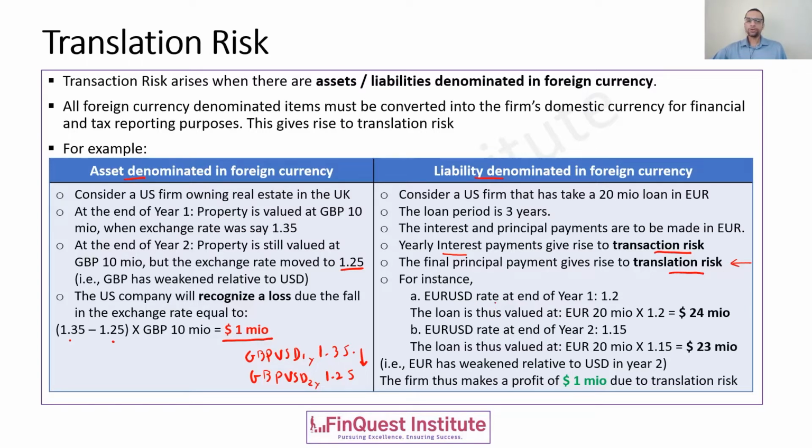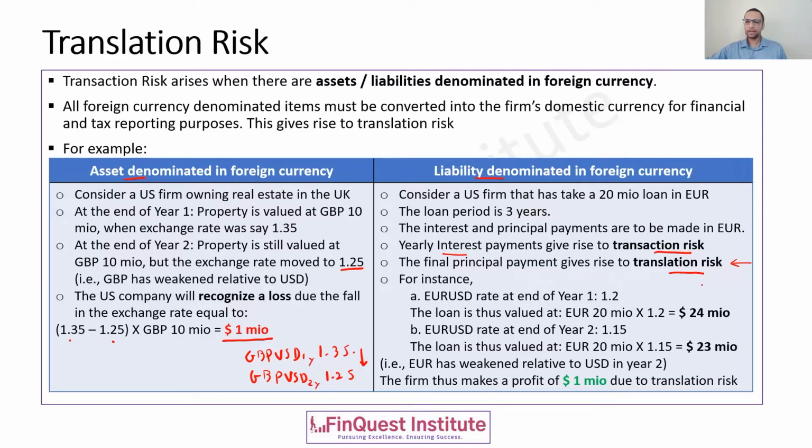Let's say the Euro USD rate at the end of year one was 1.2. That is, 1 euro is equivalent to 1.2 US dollars. If we value the loan using this, then it will be valued at 20 million euros times 1.2, which is 24 million US dollars. Now, let's say the Euro USD rate at the end of year two is 1.15. Then the loan will now be valued at 20 million euros times 1.15, which is 23 million US dollars. So here we observe that the euro has weakened relative to the US dollar, isn't it?